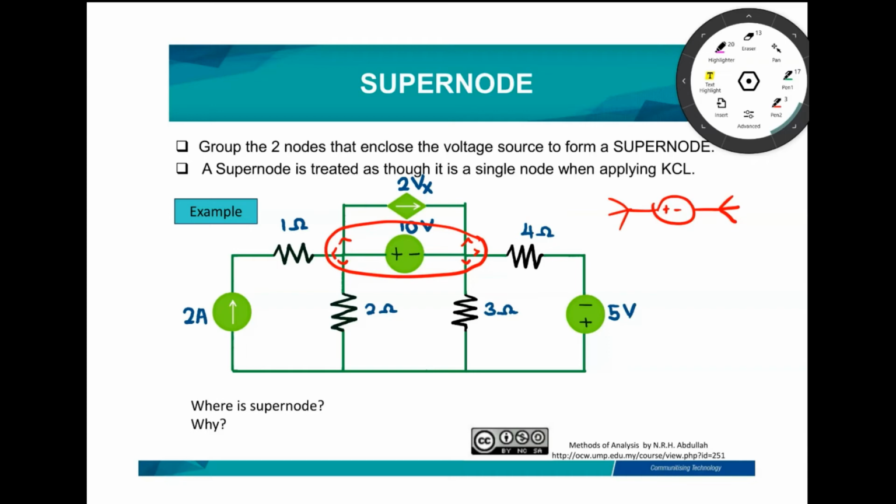Before you determine the equations for the nodal analysis, first you have to identify the number of nodes, and then calculate the number of branches for each node, and then identify whether the circuit has a branch that consists of only a voltage source. As you can see here, there is no resistor in this branch.